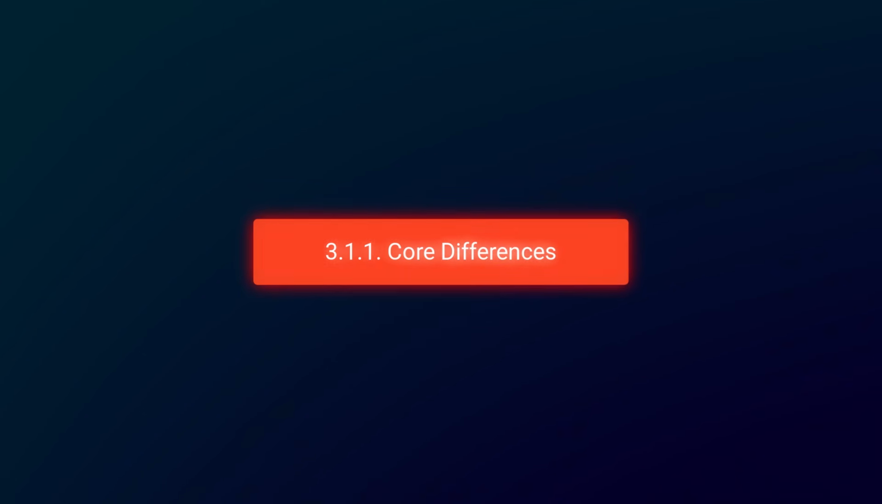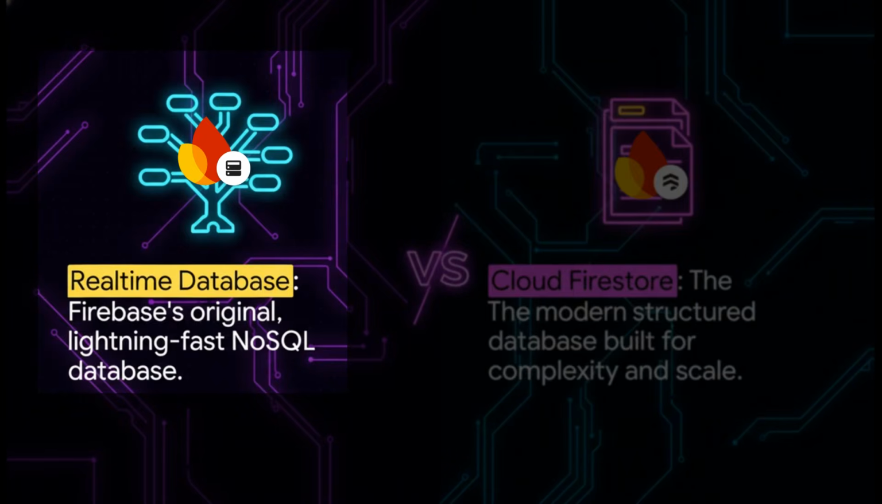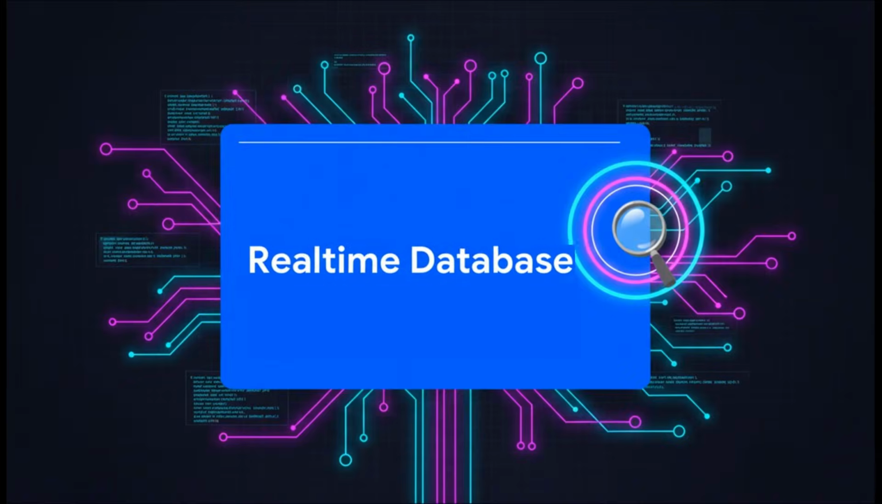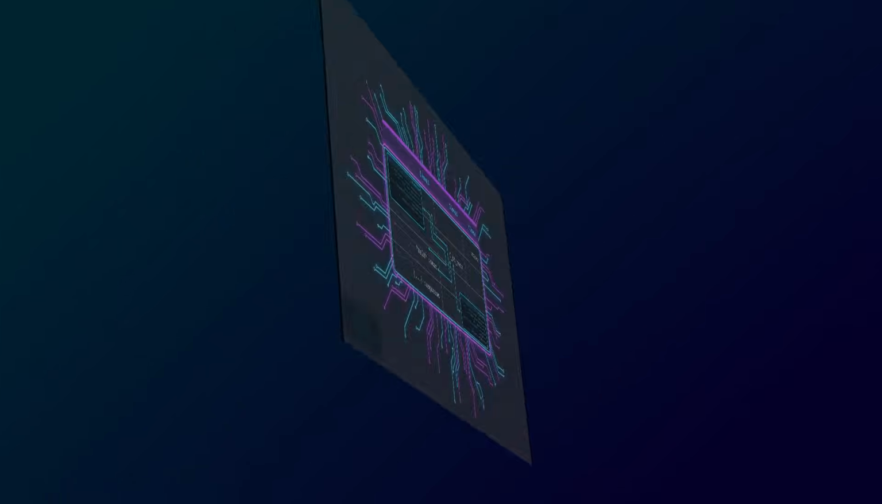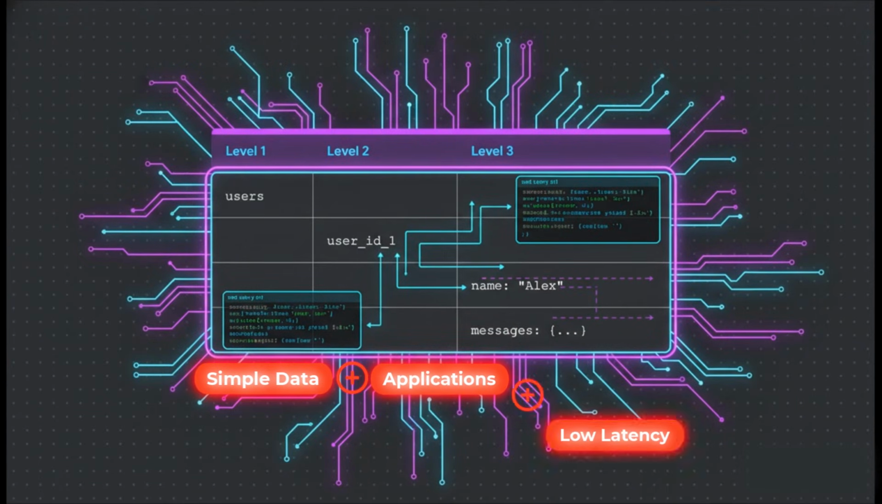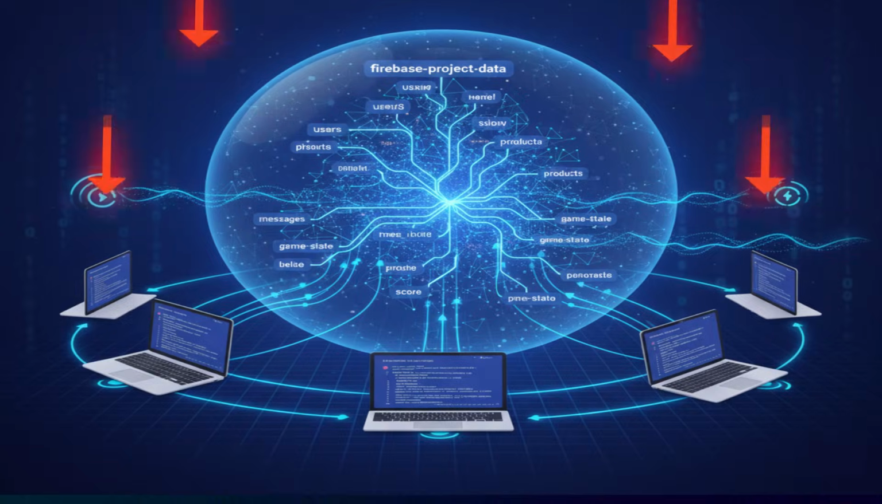Core differences. Firebase offers two distinct NoSQL databases, Cloud Firestore and the Real-Time Database. Real-Time Database, Firebase's original, stores data as a single JSON tree. It's great for simple data and applications that require low latency, real-time synchronizing of state across many clients.